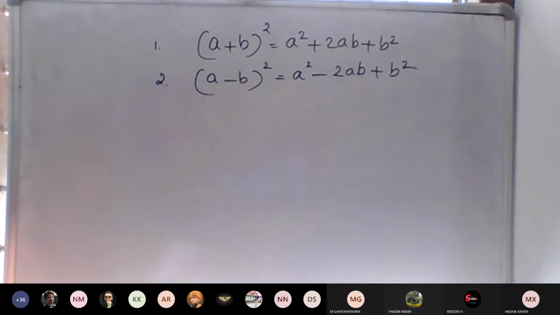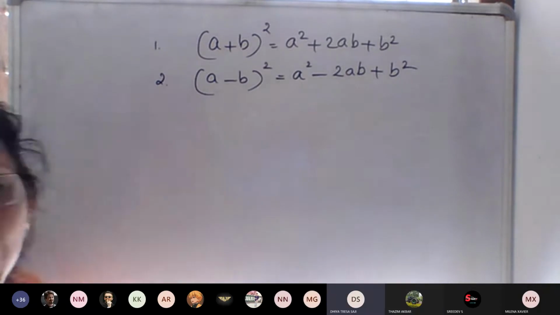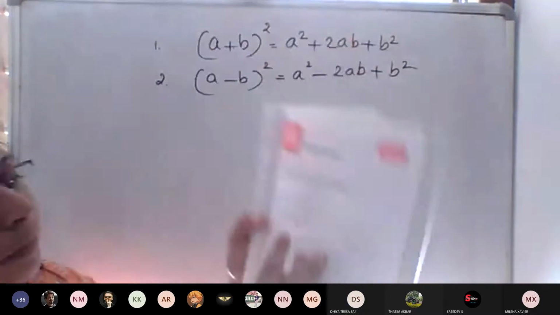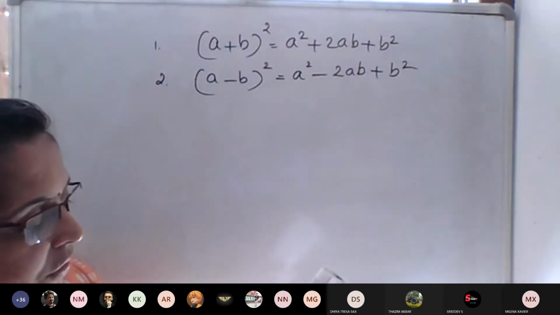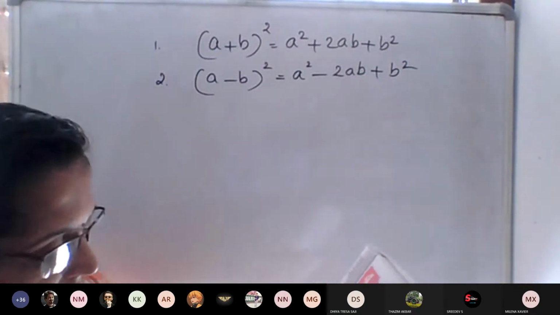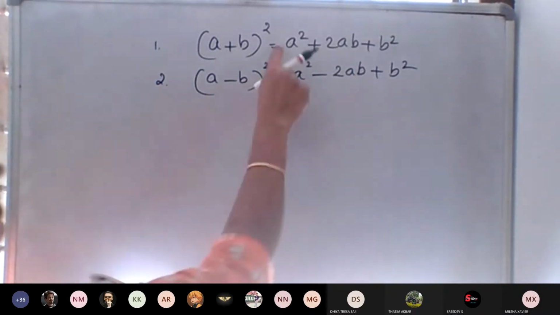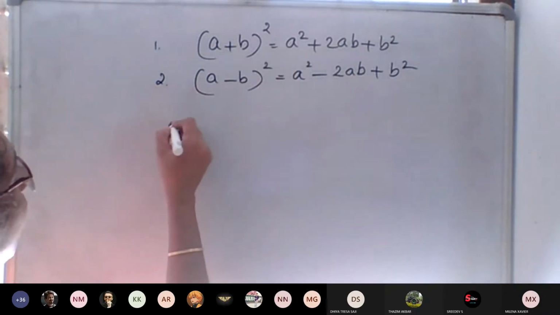Ma'am, should we note it later? No need of writing in the notebook. Just mark it in your textbook itself. The first one and second one are on page number 55 of the textbook. Then add this to the third formula.